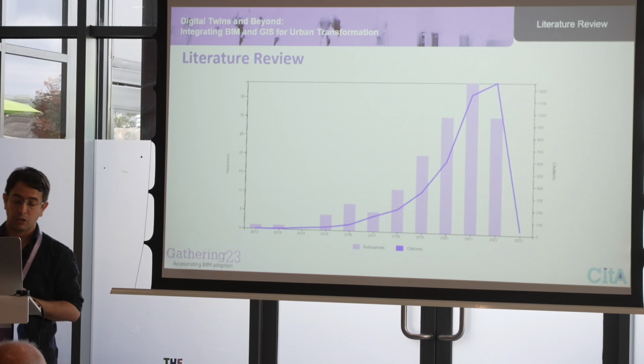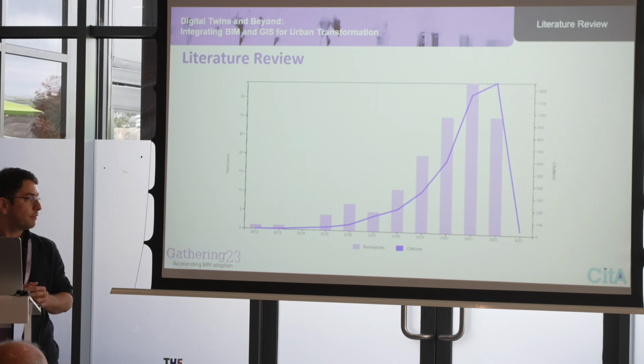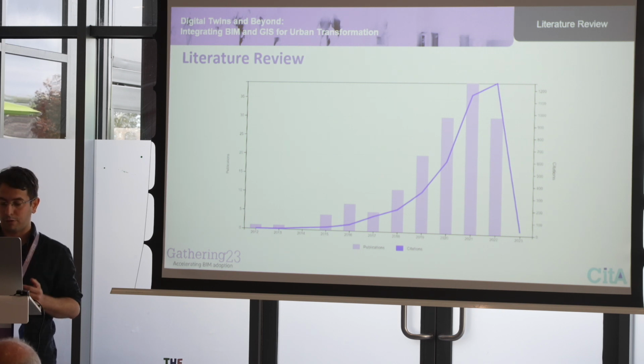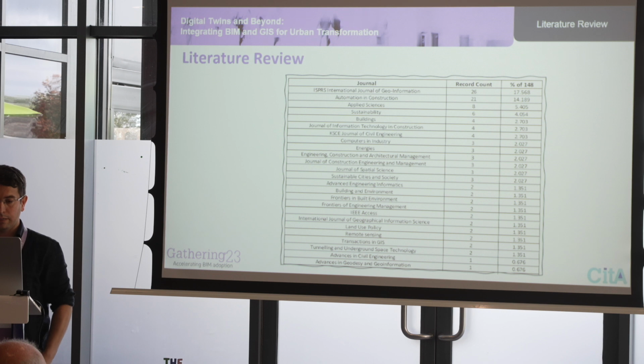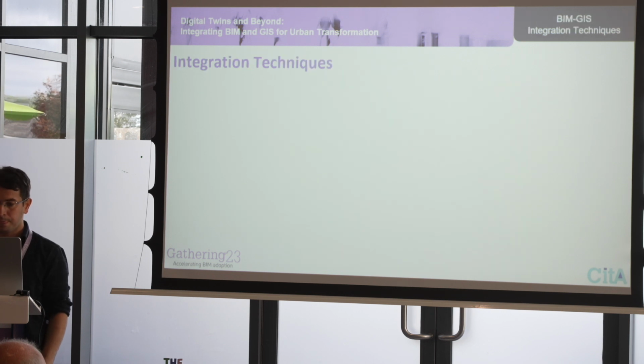And this is the citation per year, starting from 2012 to 2023, of those papers citing BIM and GIS integration. 2023 is very low because actually this graph is from a couple of months ago. And this shows the journals with the highest ranking in BIM and GIS integration.